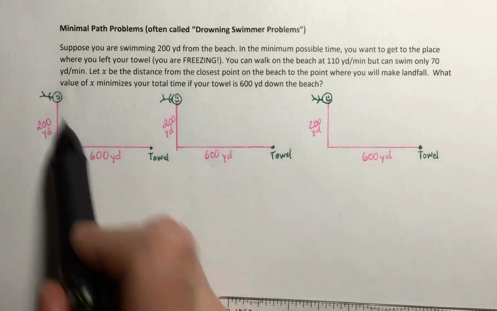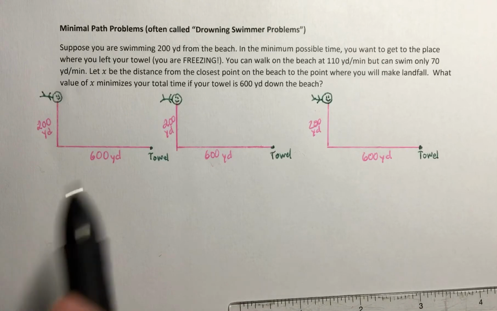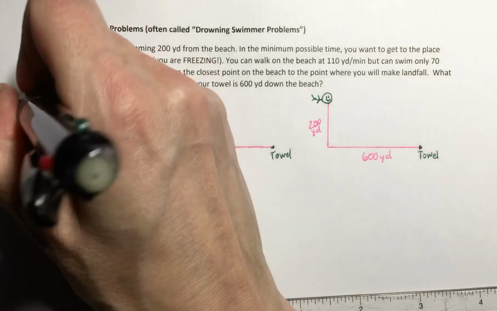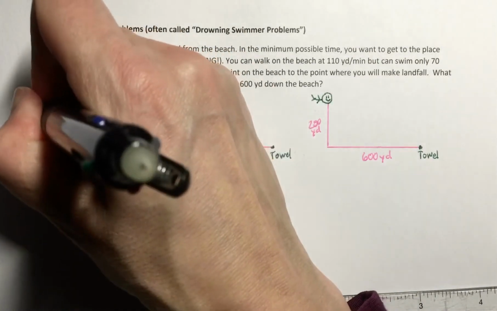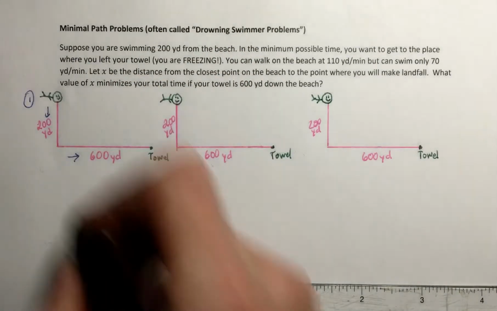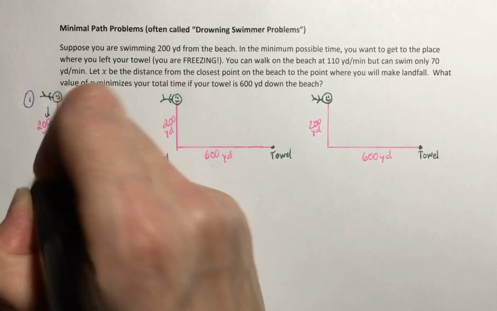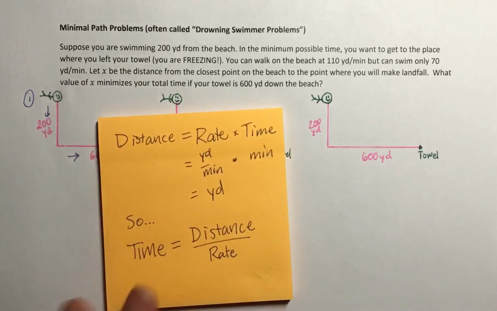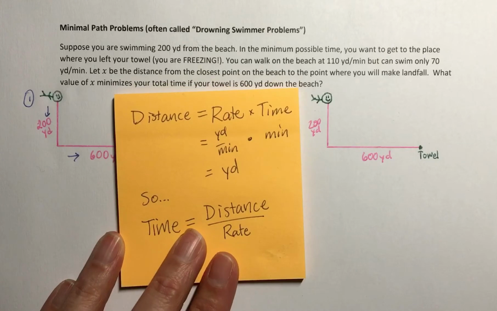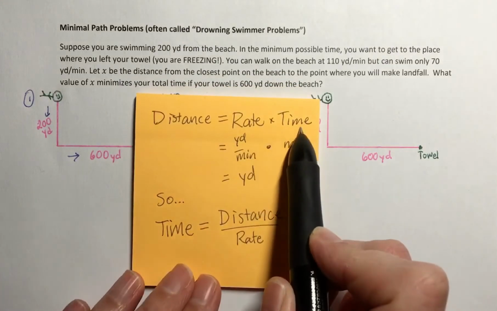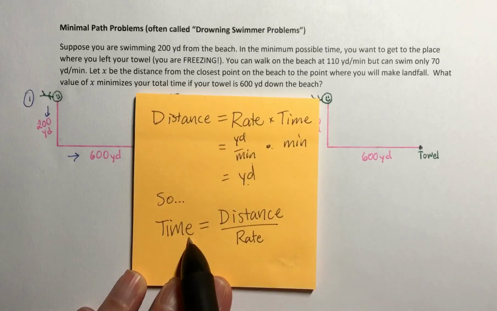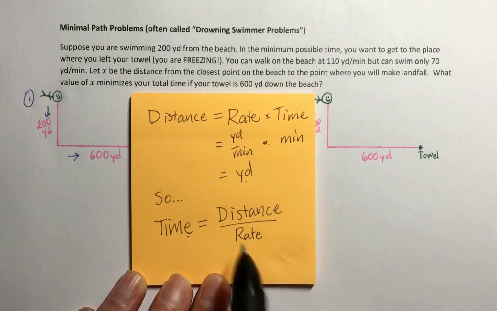So basically, you want to get to your towel as fast as possible. So you have a few options. Option number one, you could just swim directly to the beach and then walk the whole way. So option one would be swim, then walk. Just a reminder, if we're trying to figure out our minimum time, we know back from like 7th grade science classes that distance is rate times time, because you have yards per minute times minutes giving you the yards. So time is distance divided by rate.